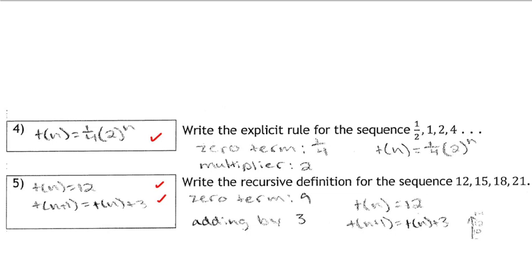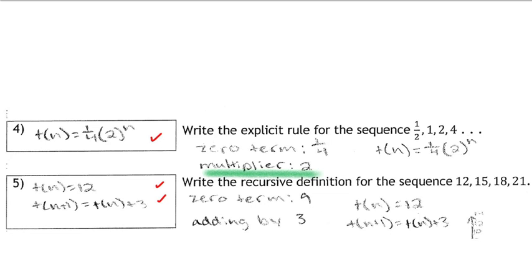So for question 4 and 5 both, we're going to look at this particular student's response. It says, write the explicit rule for the sequence 1/2, 1, 2, and 4. And I like how this student went ahead and very clearly wrote out that the multiplier for this sequence is 2. As I move forward, I'm always doubling.